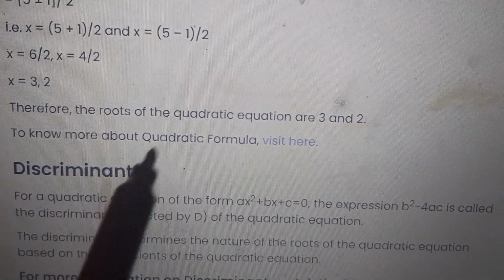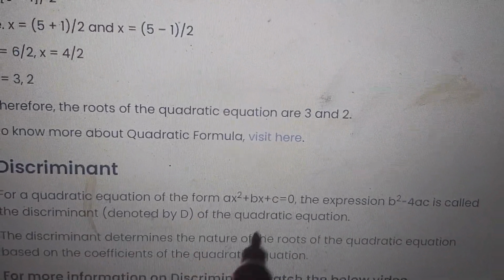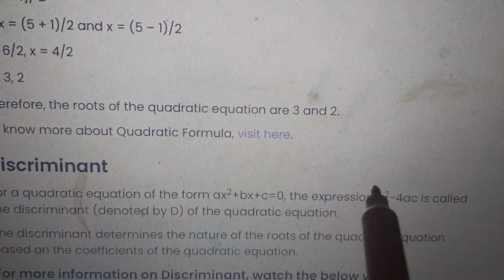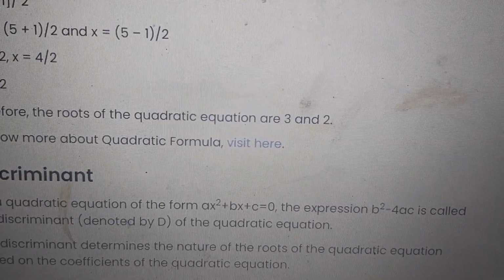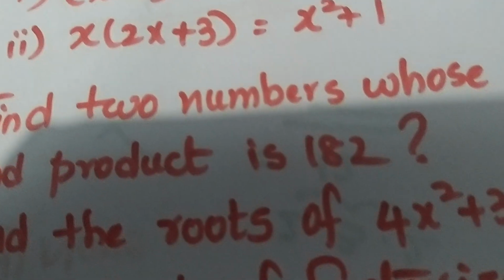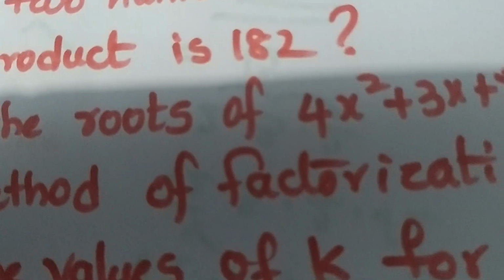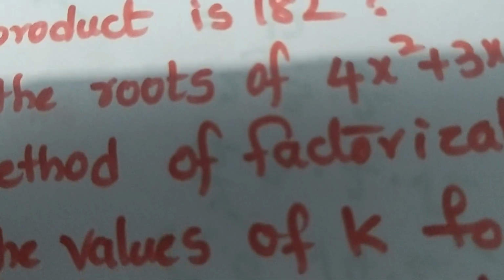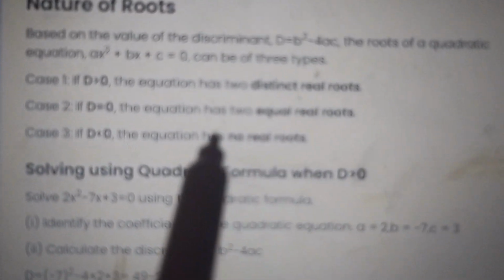The discriminant determines the nature of the roots of the quadratic equation based on the coefficients, because we have to find this b square minus 4ac. I will explain next what the quadratic equation is and how to find the nature of the roots. That is how you will find the nature of the roots: b square minus 4ac. See here, children, b square minus 4ac.